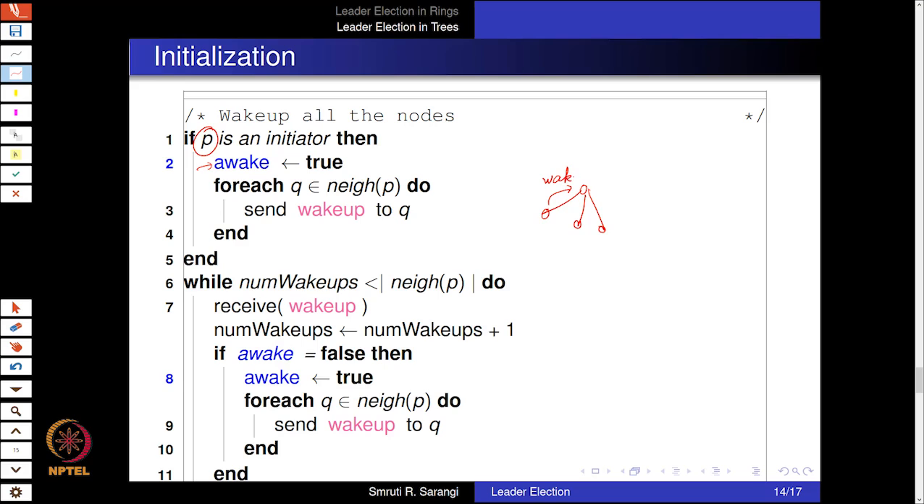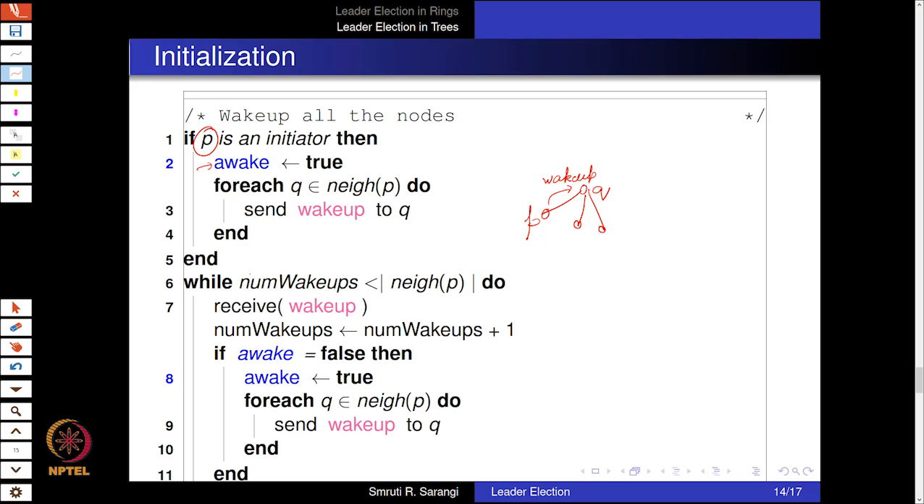As I said, I am always P and the other node is always Q. So if I am P over here, the other node is Q. So I will send a wake up message to Q. Alright. So what does this node do, which is a parent?